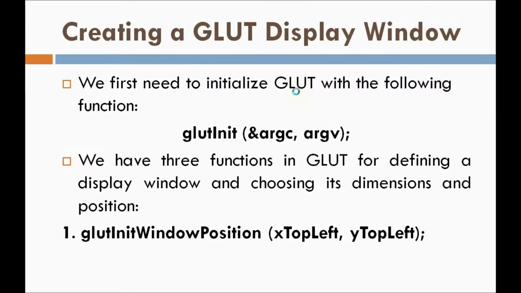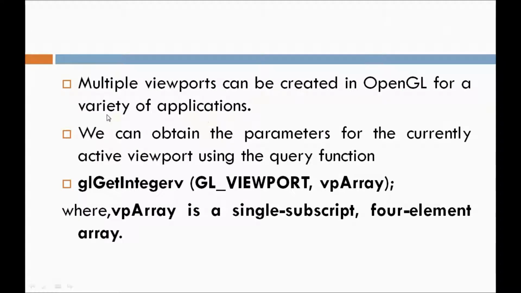So see here. Multiple viewports can be created in OpenGL, but we can obtain the parameters for the currently active viewport using the query function. For example, I have 3 viewports, but which viewport am I currently using? Maybe I am using the first viewport. How to know that? You can use the command glGetIntegerv. You can use this command to get the active viewport parameters.